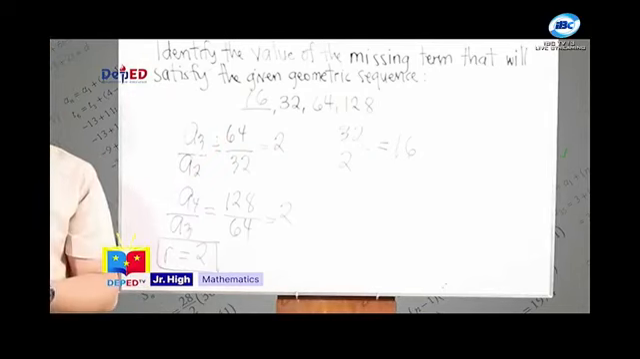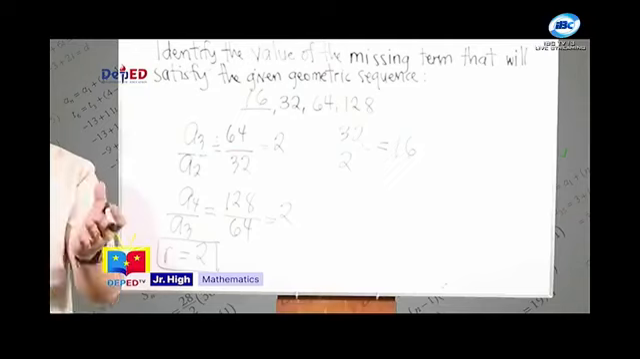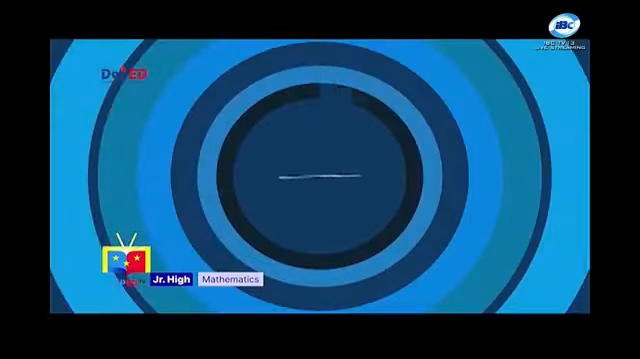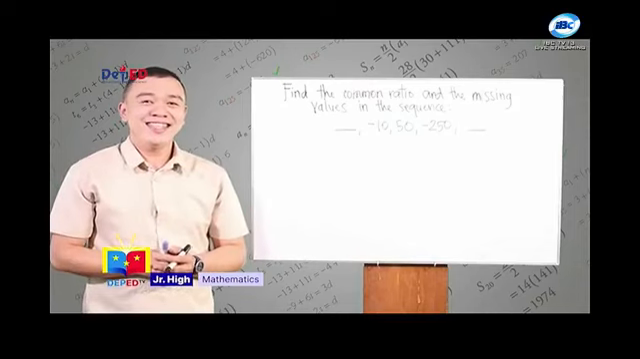Oh, so amazing, isn't it? Remember, to identify the missing term, first, you must find the common ratio. If the unknown value is a succeeding term, then multiply the preceding term by the common ratio. If the unknown value is a preceding term, then divide the succeeding term by the common ratio. Let's see what you've learned.